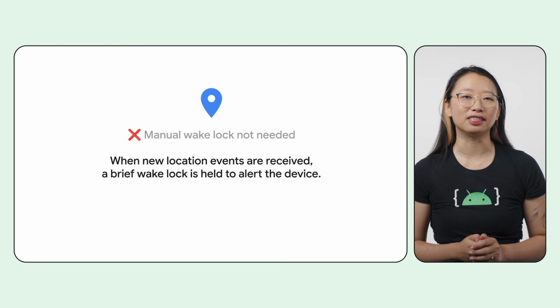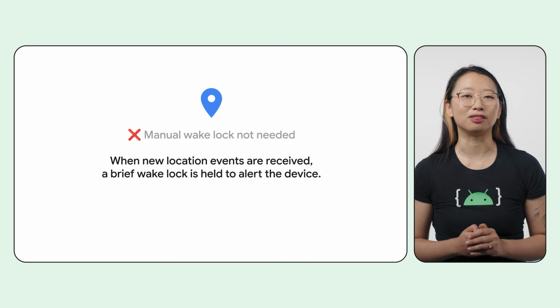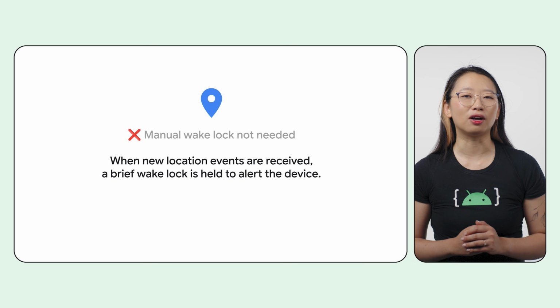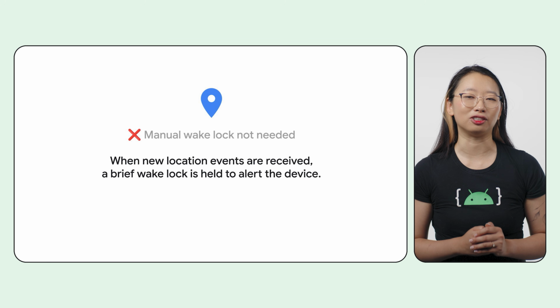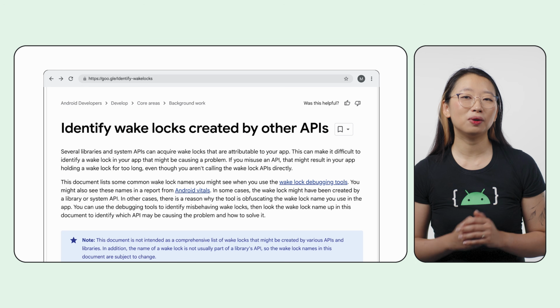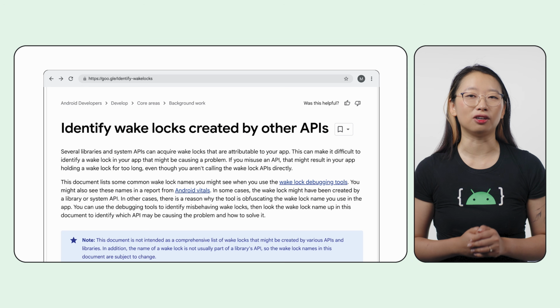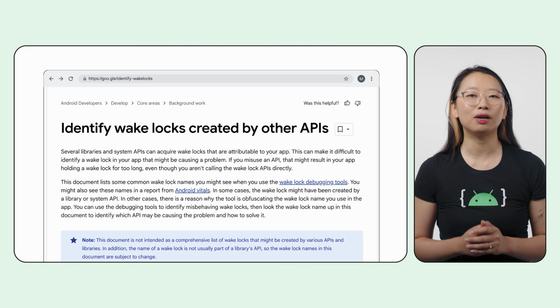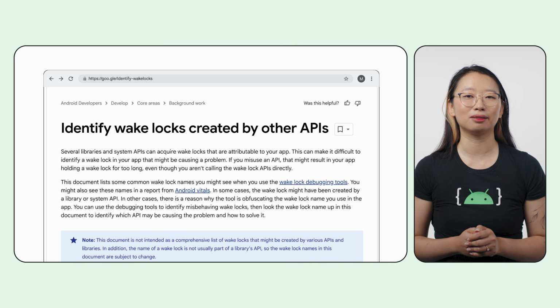When new location events are received using Fuse Location Provider Service or Location Manager, a wake lock is held to alert the device for a brief period of time. However, manual wake locks may be needed to process the location events. This nuanced information is also available on documentation called Identify Wake Locks created by other APIs.